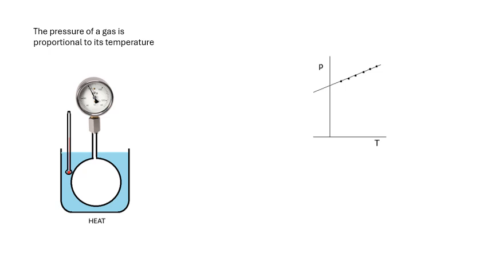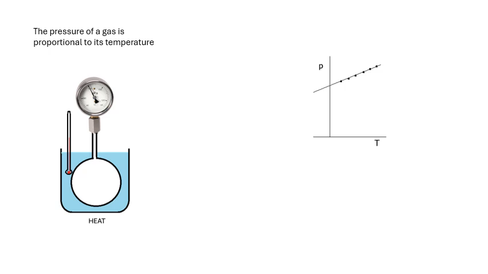If you put this glass bulb called a jolly bulb in a water bath and you measure the pressure of the gas, its volume can't change, its volume is fixed, and you're measuring the temperature and you heat it up and you plot a graph of pressure against temperature, you get a straight line. And that is the pressure law.